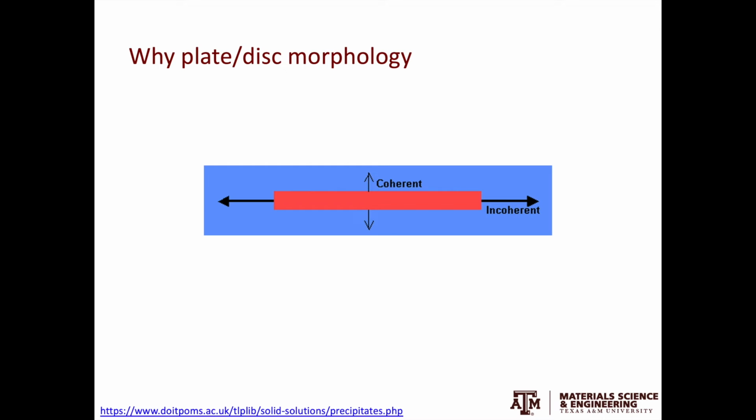In contrast, the migration of the coherent interface, which results in the thickening of the plates, is much slower because you need to nucleate steps on those coherent interfaces to advance precipitates into the matrix. Due to the much higher migration rate of the incoherent interfaces, the precipitates usually exhibit the plate or disc morphology.